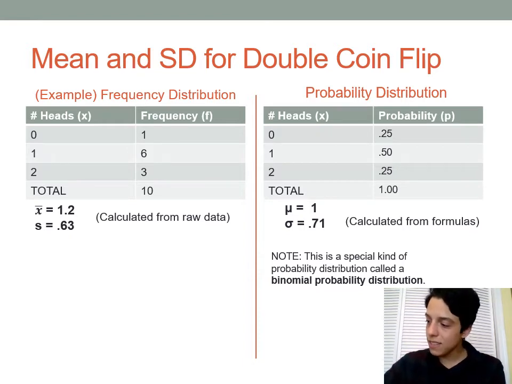Heads and then tails, so that's 1 heads. And then heads and then heads, so that's 2 heads. So I'm going to stop now.